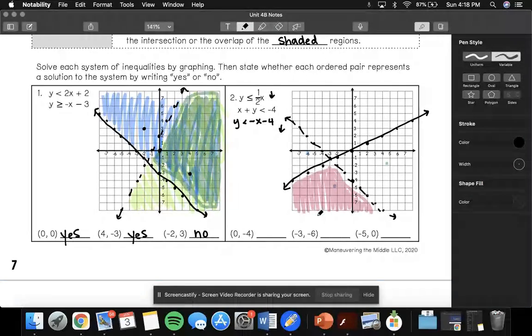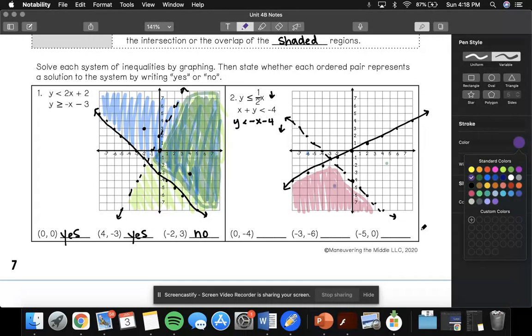Then we have to figure out which ordered pairs are solutions and which are not. 0, -4. 0, -4 is on a dashed line, so that cannot be a solution. -3, -6 is definitely in the shaded solution. And then -5, 0 is in neither of them, so no.